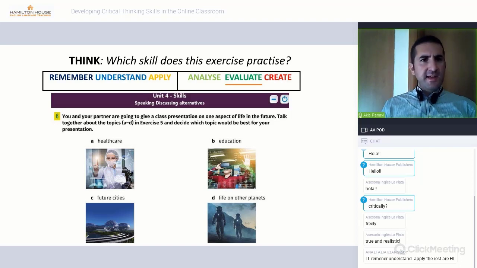And then in the next exercise, which says, you and your partner are going to give a class presentation on one aspect of life in the future. Talk together about the topics and so on and so forth, and decide which topic would be best for your presentation. Now, here is where they analyze and they evaluate. They have listened and have read and have received information about the topic, and now they should analyze and evaluate and decide which would be best for their presentation.